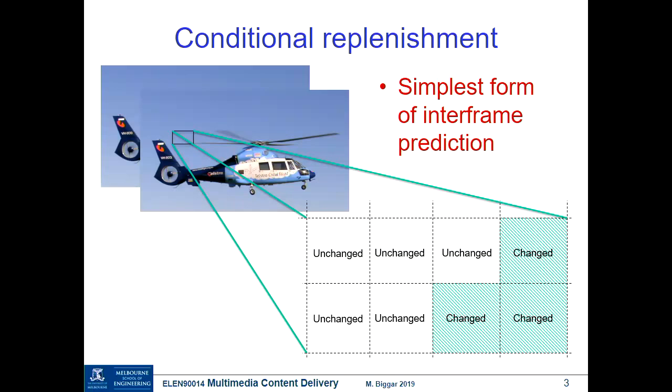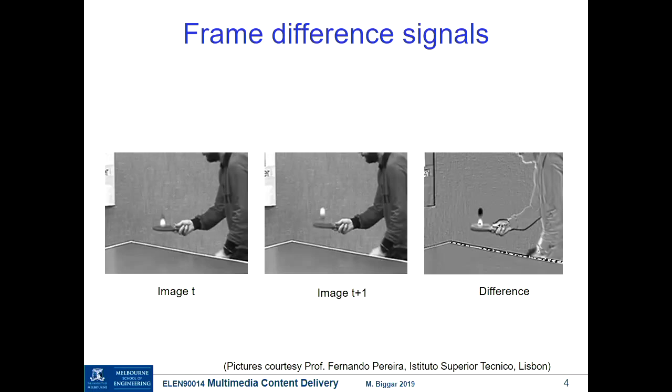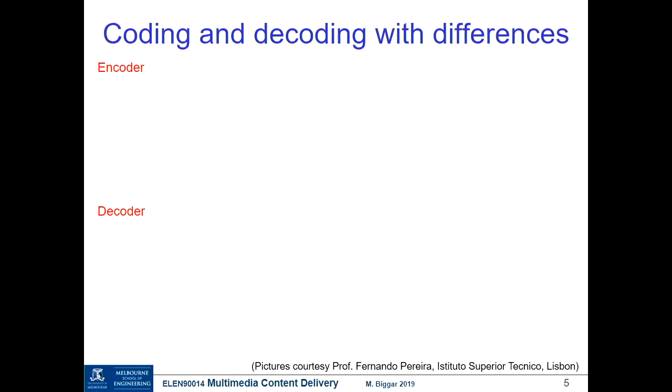So the first thing we can do is just decide, has the picture changed enough to warrant coding it? Then if it has changed, how do we do it? Well, one thing we can obviously do is look at frame differences. So we've got one image at a time t, we've got another image at a time t plus 1. Things have changed in between. The table tennis ball has been hit off the bat. So we can take a difference between those two.